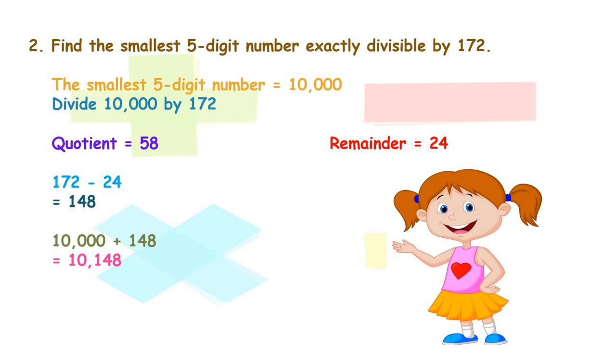And there is one more way of finding it. If the quotient comes to be 58, then you find the 59th multiple of 172. That means you multiply 59, that is the successor of 58, by 172, and you will get your required answer. So there are two ways to do this question. Okay, so hence the required number is 10,148.